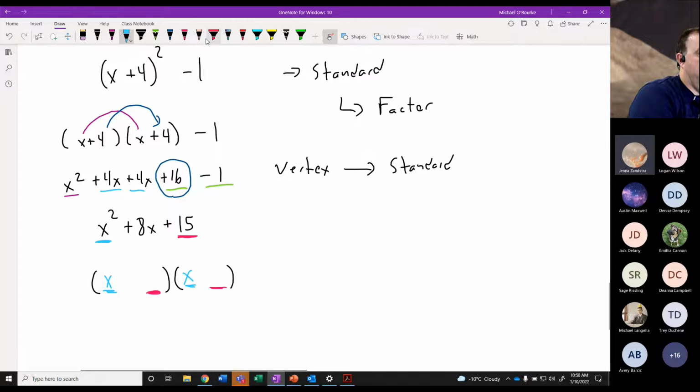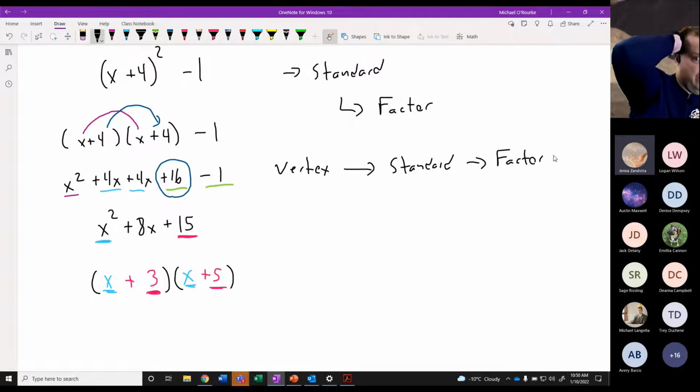(x + 3)(x + 5). And you went from vertex to standard to factored form. Okay, let's do that again. Did you get all of it right? Part of it right? None of it right? How do we do in chat there for this? Jack, you're not holding to my system. There is no good here.